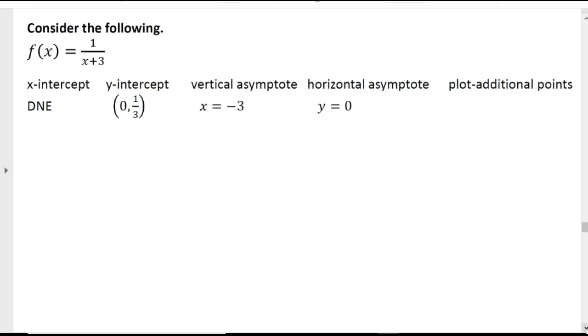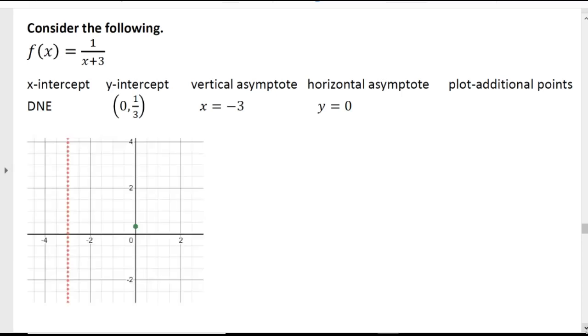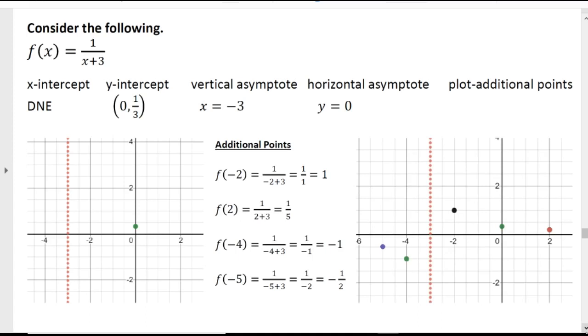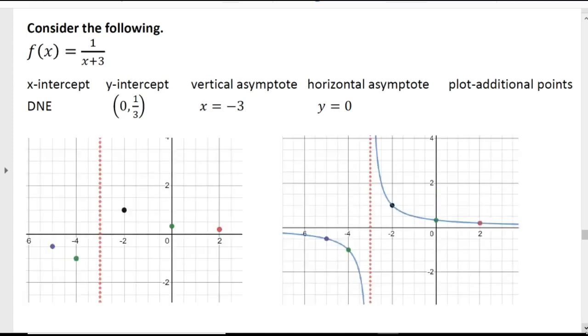Okay, so we have all this information. So to graph it, we can plot additional points. So here's my vertical asymptote and my y-intercept. The additional points I'm going to pick are f of negative 2. If I plug that in, I get a 1, and f of 2 is equal to 1/5. And then I can do a couple more, some on the left side of the vertical asymptote. Negative 4 gives me a negative 1, and negative 5 gives me a negative 1/2. So if I plot those points, then my graph is going to be equal to this one on the right side.